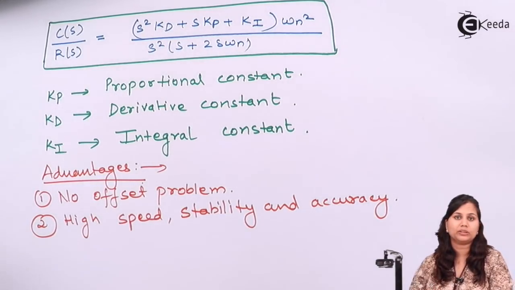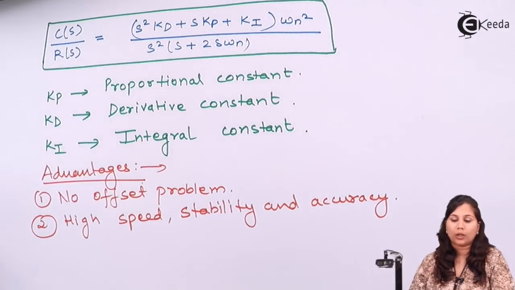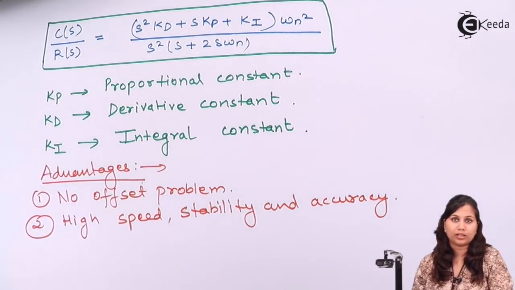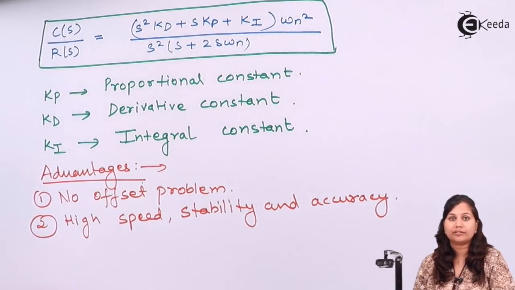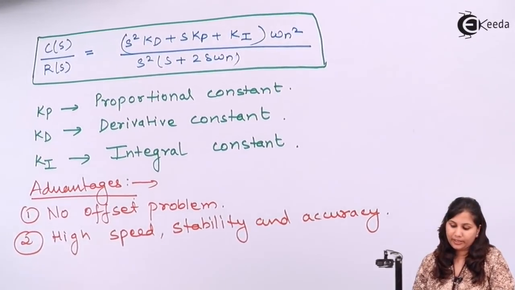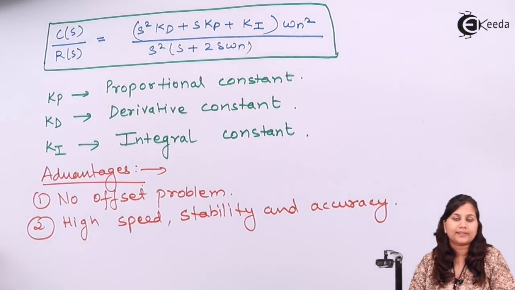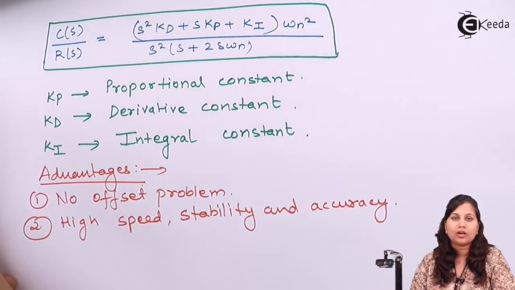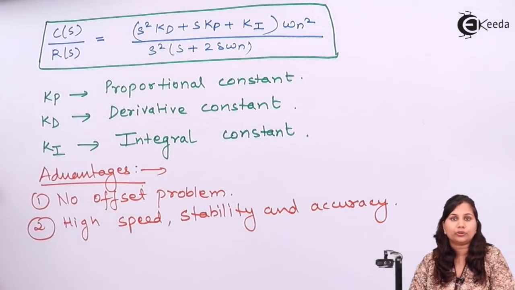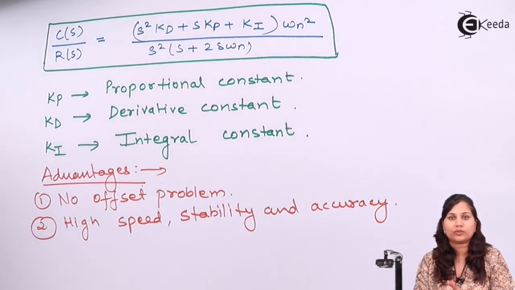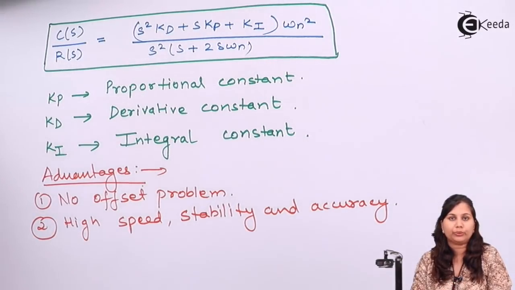So this is all about the analog controllers. Now let us study the digital controllers. Digital controllers have the function as a digital function. Here in the analog controllers, we are using the S domain. So in the digital controller, the function of the controllers will be the same. There also we have the proportional controller, derivative and integral controller.